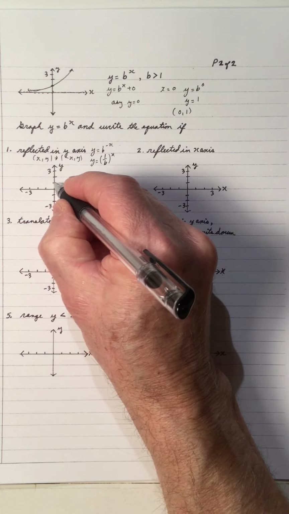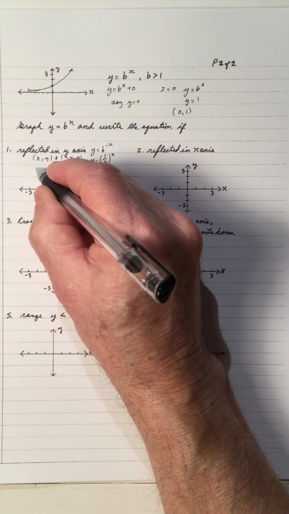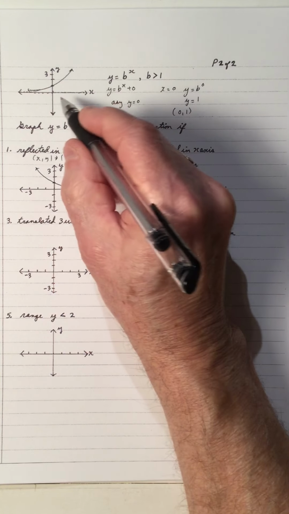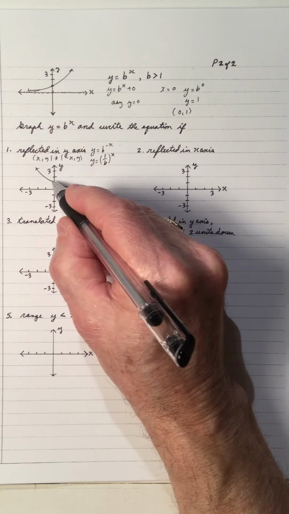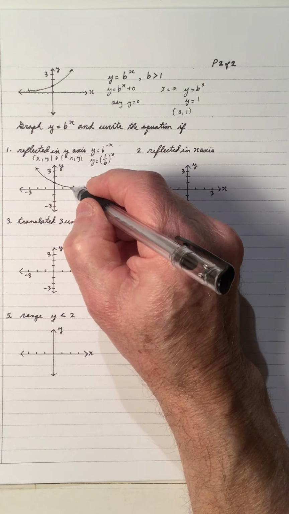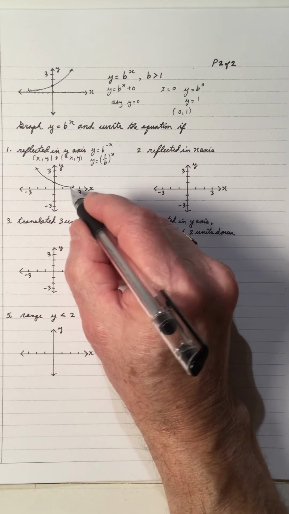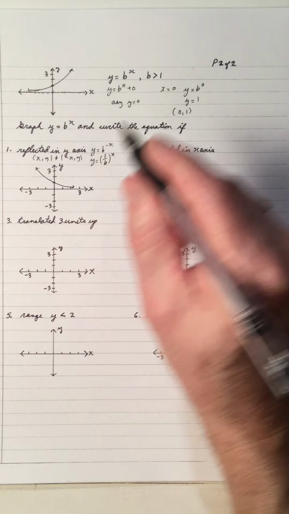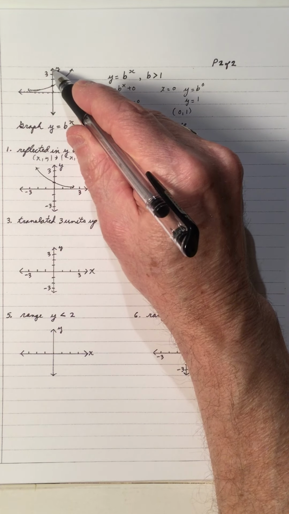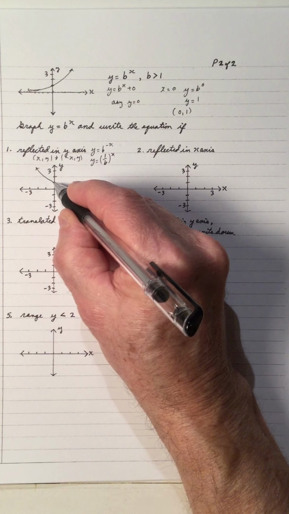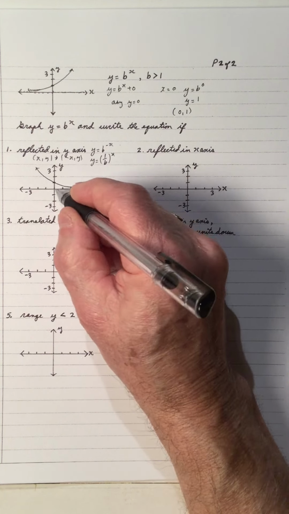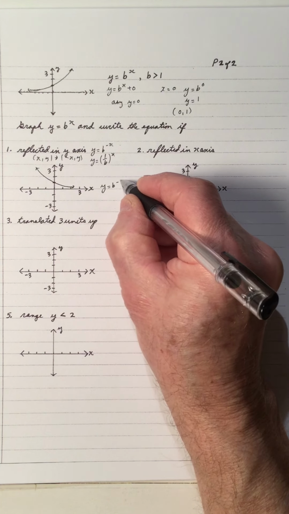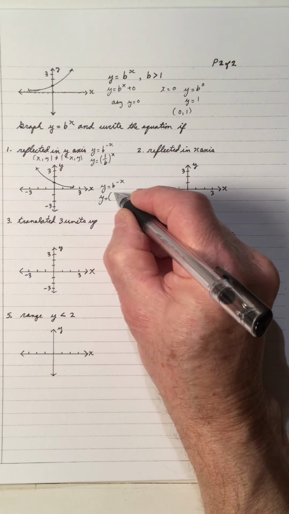So the y-intercept never changed, so it goes like this. It becomes a decay curve. So when you reflect a growth curve in the y-axis by making x negative, you get a decay curve. And for a decay curve, again, the asymptote is y equals 0. Notice the range is y is greater than 0. All y values are greater than 0. And the intercept never changed. It's still (0, 1). And the equation is y equals b to the negative x, again, which is 1 over b to the x.